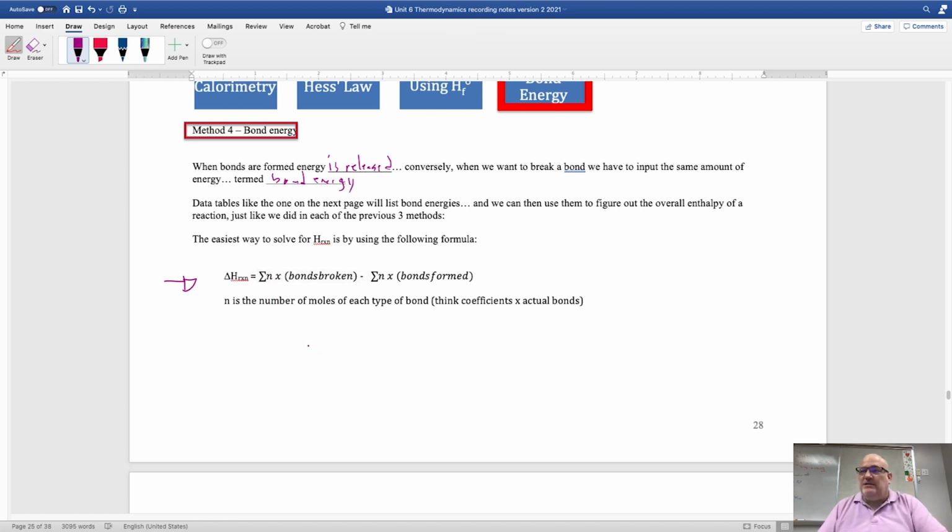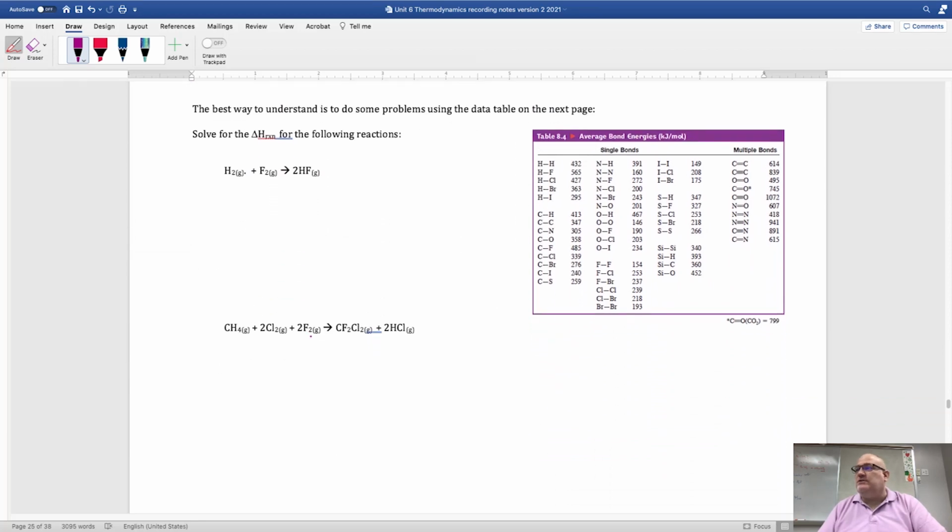Now the reality is the best way to do this is to try a problem, so we're going to do this right now. So we have this equation, and if you take a look, what I do is I try and write down all of the bonds that are existing. So if you take a look at H2, wouldn't that be an H-H? And then we have F2, which is an F-F bond. And then over here, you can see we have a coefficient of 2, which means there are 2 of these H-F bonds. Now, remember our overall equation is going to be the sum of all of the bonds broken minus the sum of all the bonds formed.